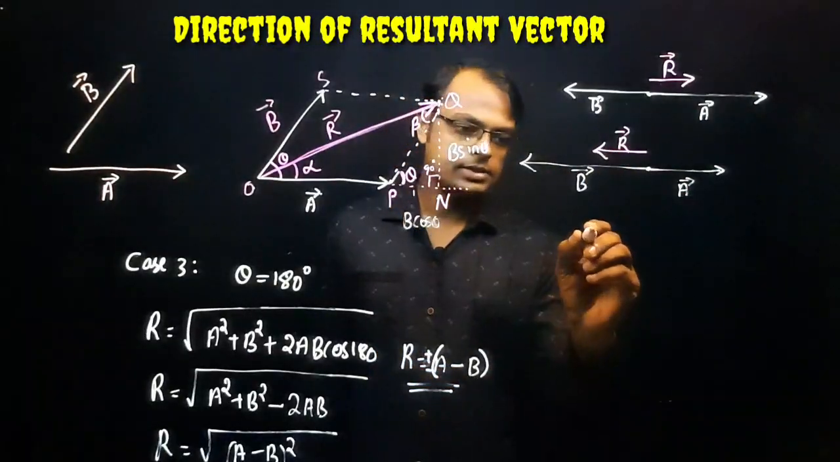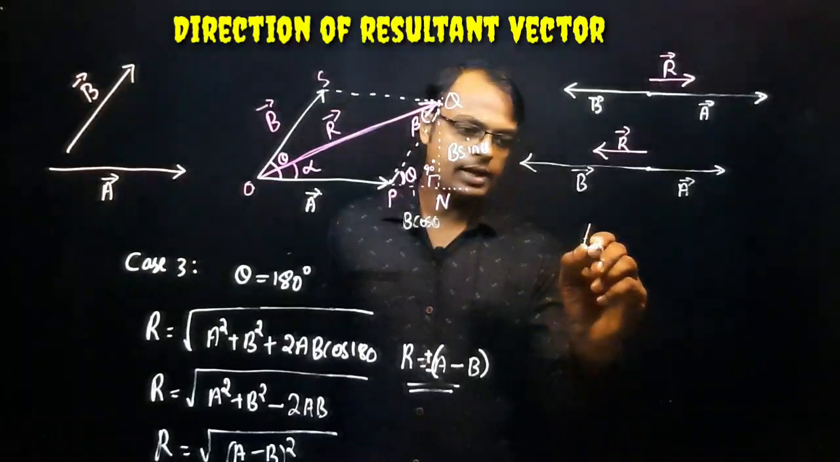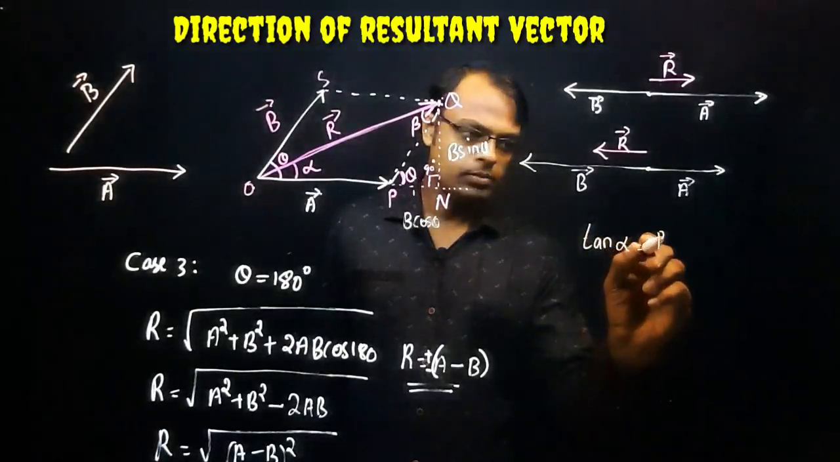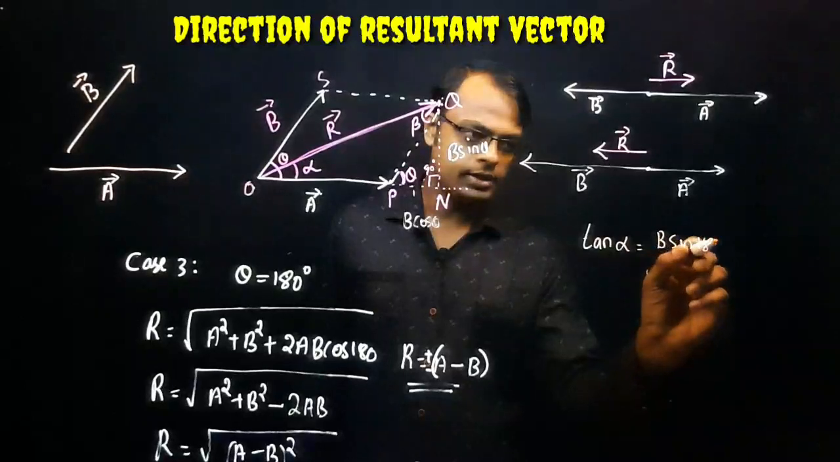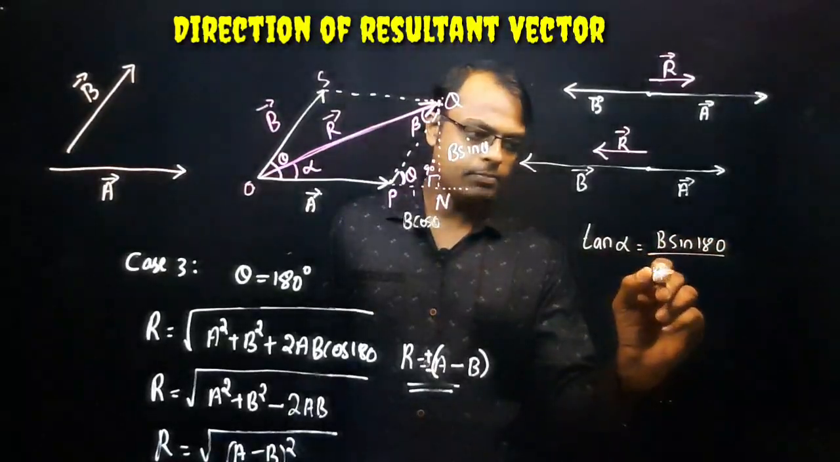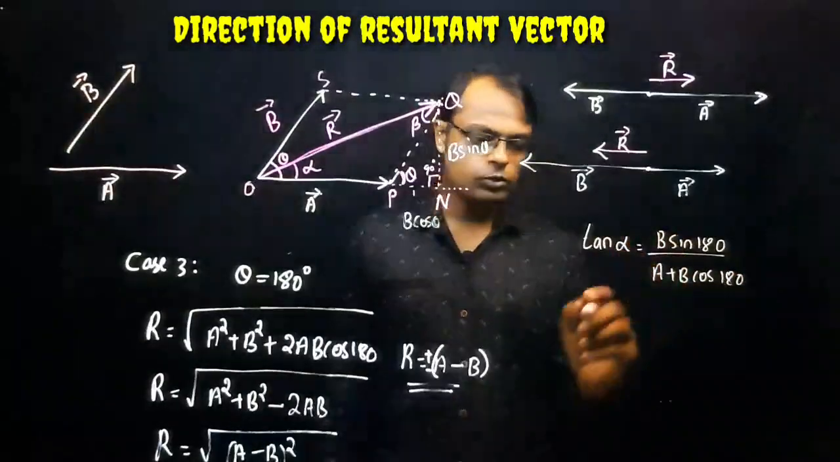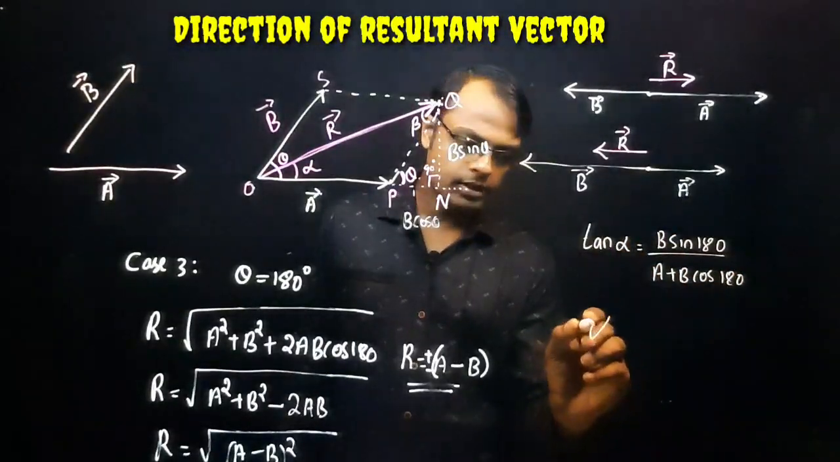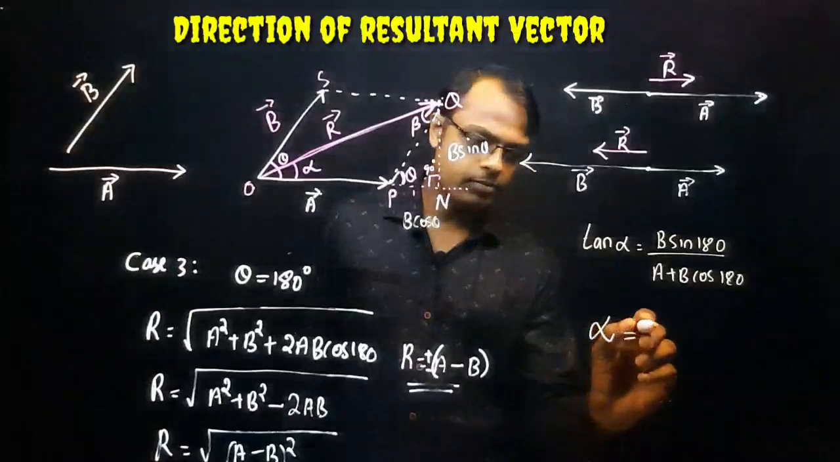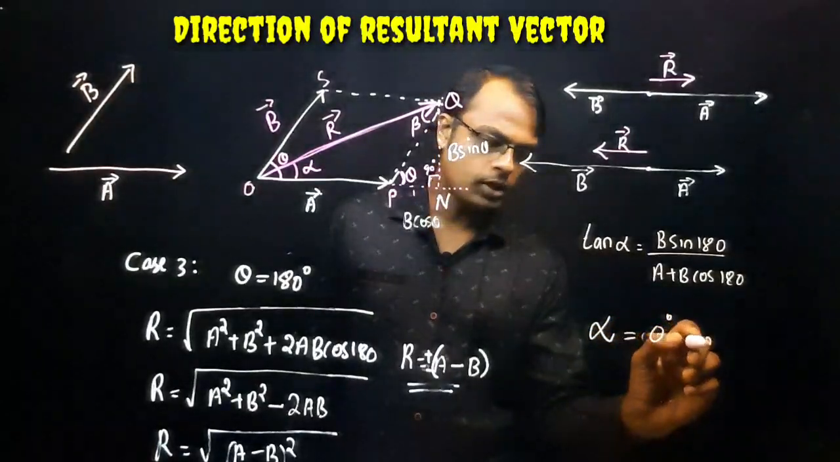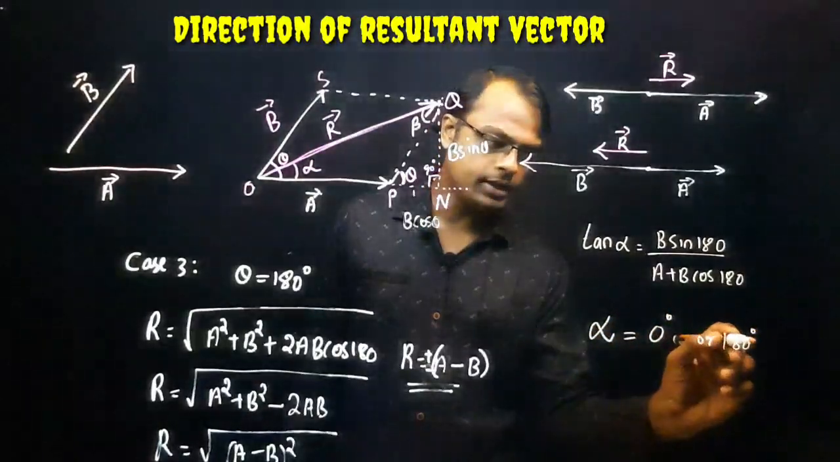So in this case, if you use the formula tan alpha is equal to B sin 180 divided by A plus B cos 180, correct? If you use the formula, you can make two conclusions here. Alpha may be 0 degree or alpha may be 180 degree.